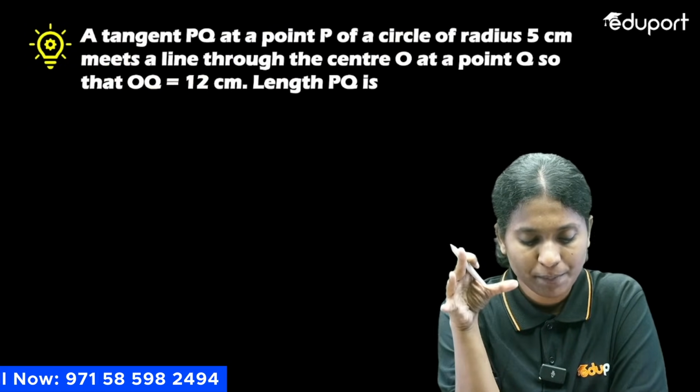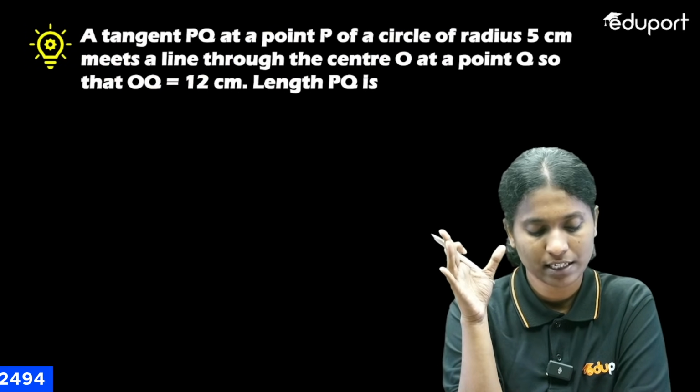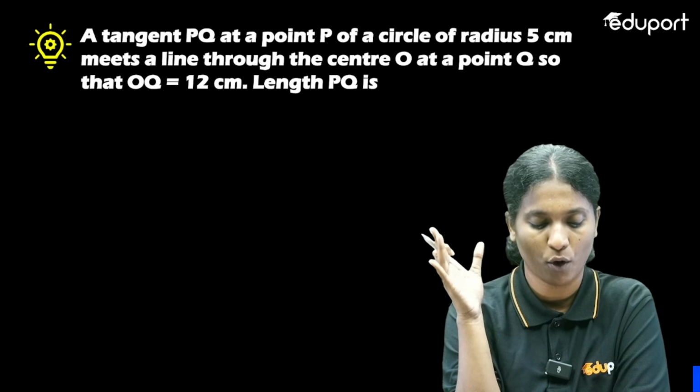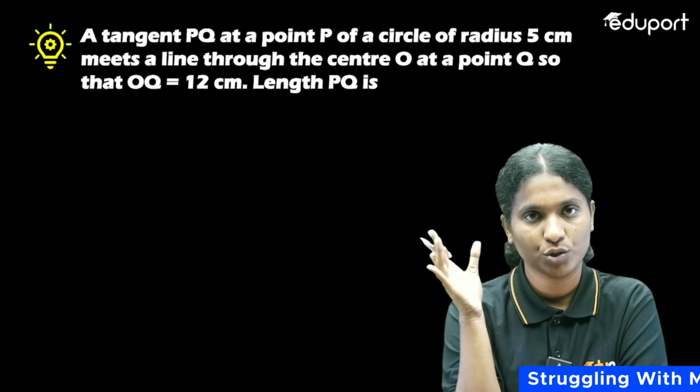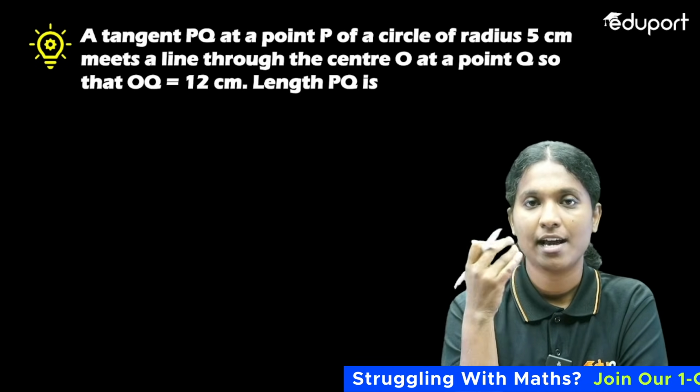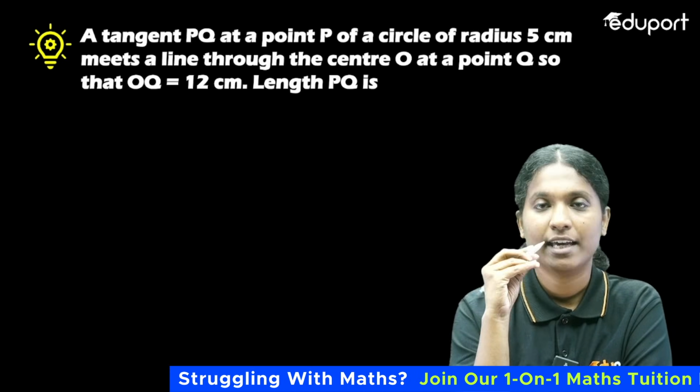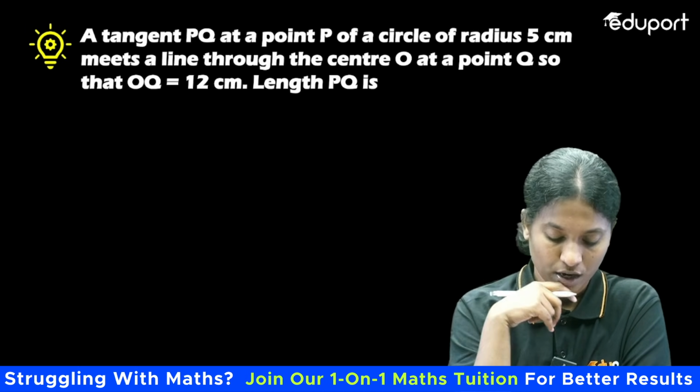Now, a tangent PQ at a point P of a circle of radius 5 cm meets a line through the center O at a point Q, so that OQ is equal to 12 cm. The length of PQ is being asked. So here we have to construct the figure.